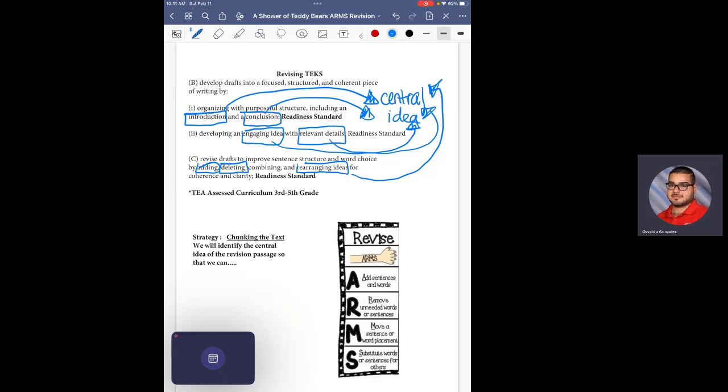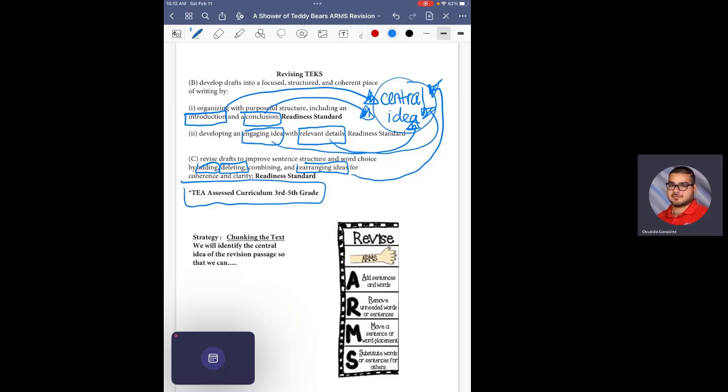So identifying the central idea of a revision passage can help us organize with purposeful structure, including introduction and conclusion. It'll help us with our introduction and conclusion. It'll help us develop engaging ideas with relevant details, and it will also help us revise our drafts when we have to add, delete, or rearrange ideas. Now, there's other skills involved in revising or revision passages, but if you teach the central idea, or if you learn the central idea, it will help you a lot in mastering most of the skills that will be assessed. Now, these come directly from the TEA assessed curriculum from 3rd to 5th.